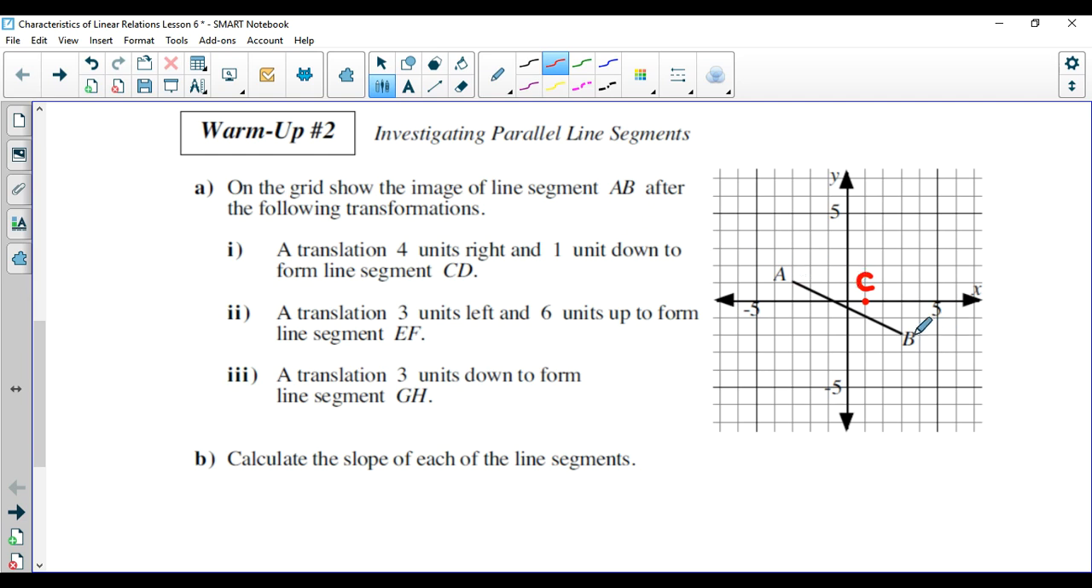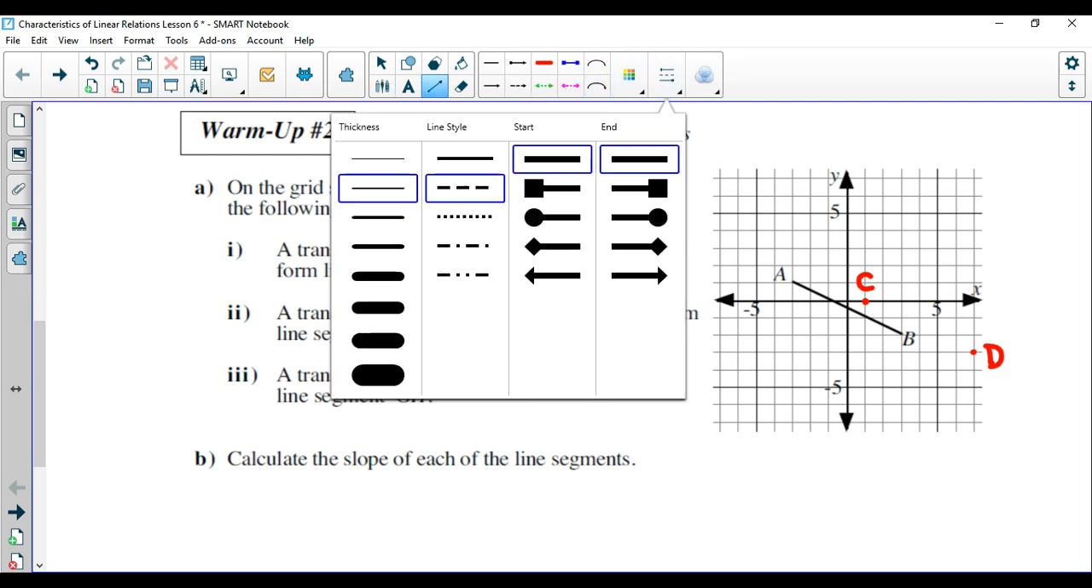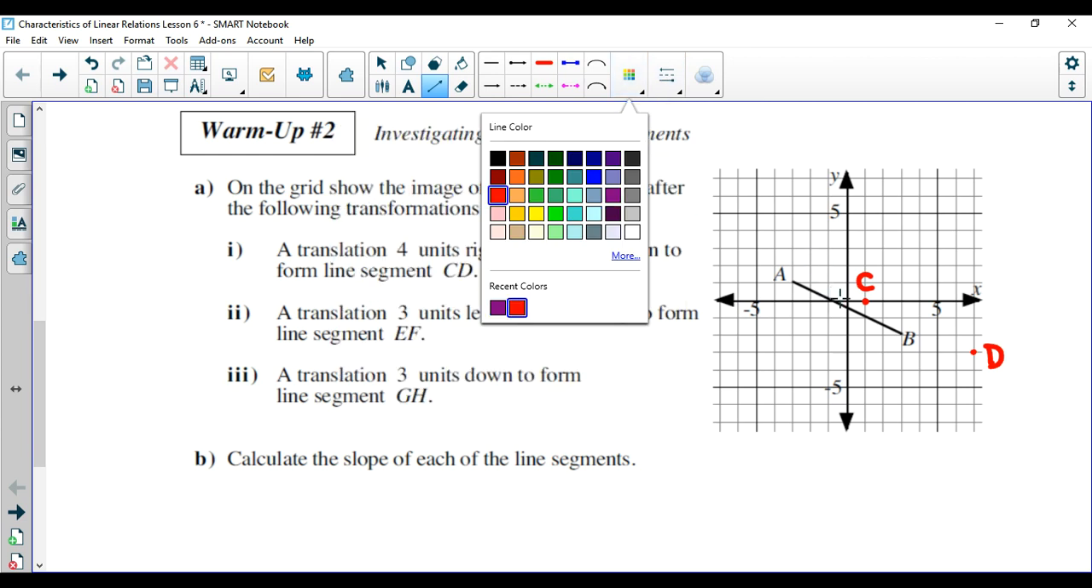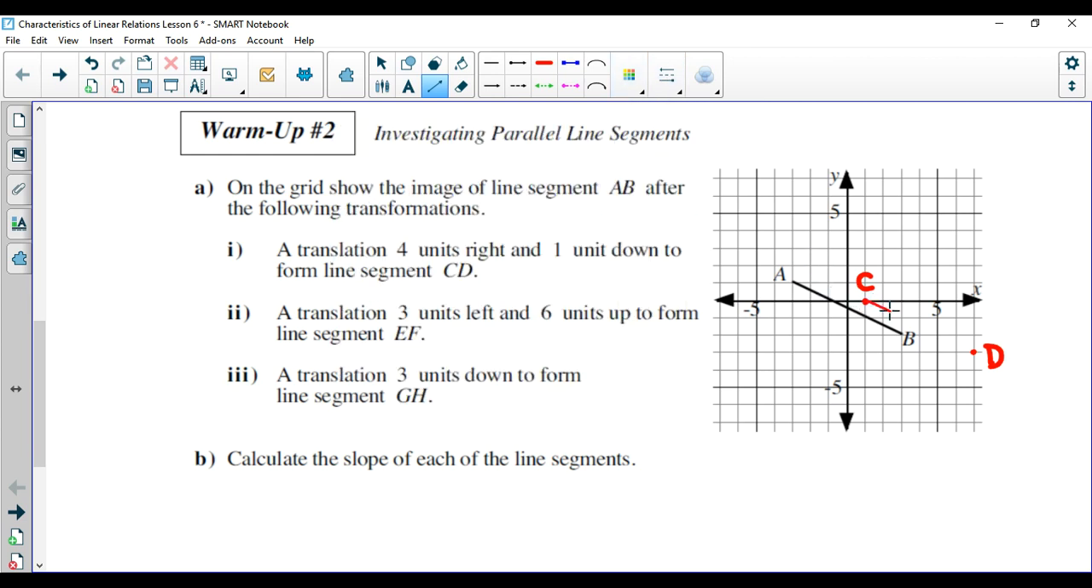And then take this endpoint and go 4 units to the right and 1 unit down. So 1, 2, 3, 4. 1 unit down will be located at this position. So that's going to be point D. And then we're just going to connect the dots. So I'll take a line. Let's go to a solid line now. I'll just make this guy red in color, and then connect the dots, a line segment from here to here.